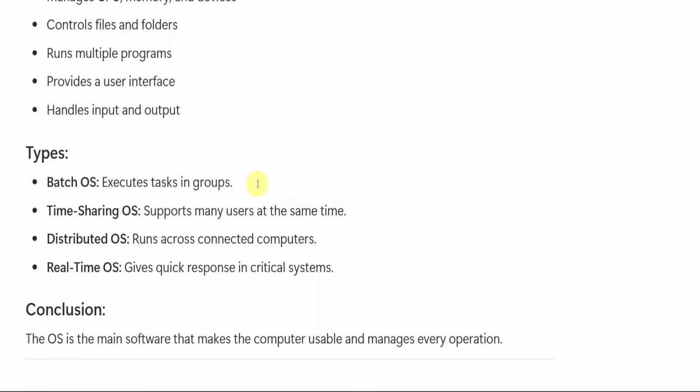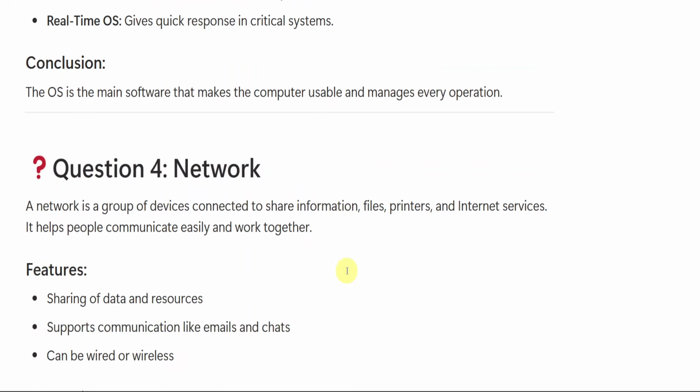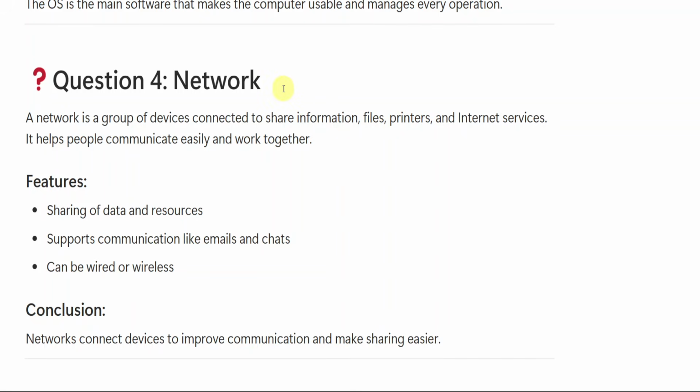Types we are having: batch OS, means batch operating system. Its jobs are done in groups or batches, we can say. Time sharing, already the complete explanation we have seen in the long answers. So here time sharing means many users can use at the same time. Distributed means work across many connected computers. And then real time, it gives very fast response, like examples can be medical systems or robots. So students, operating system is the boss that manages the whole computer. Okay, you can say that it is the boss of the computer.